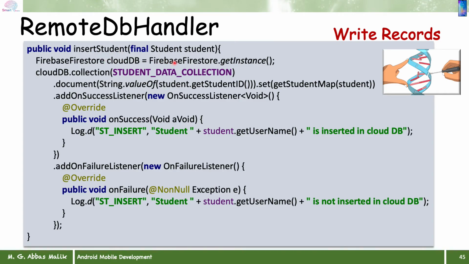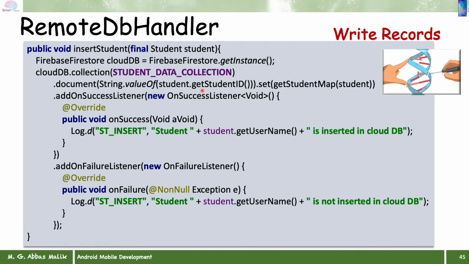Again, we are getting the Firebase Firestore instance, Cloud DB. We are getting the collection, that collection name we have, students, that we have defined. I'm opening that collection. If it was not created, it is created, and then I am giving the name of that particular specific document that I want to create.